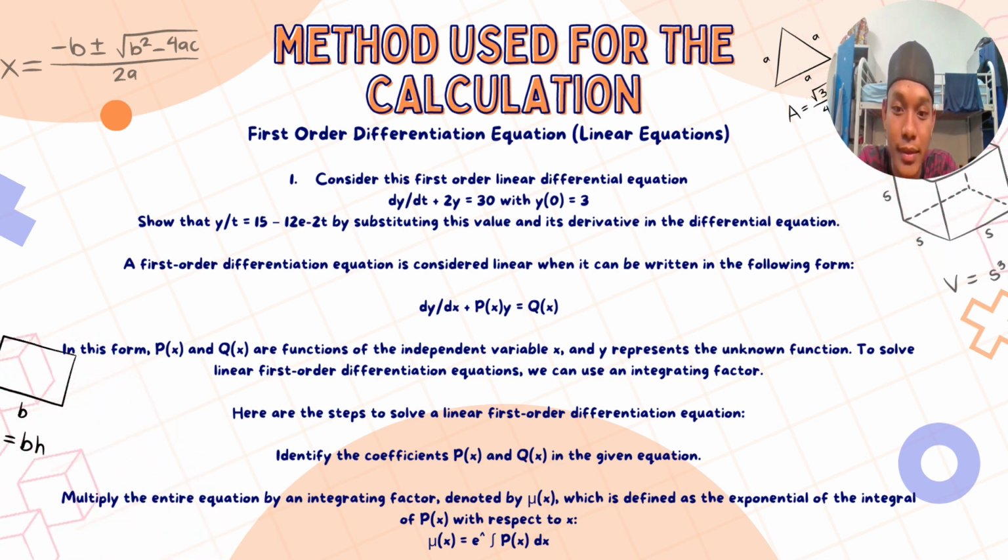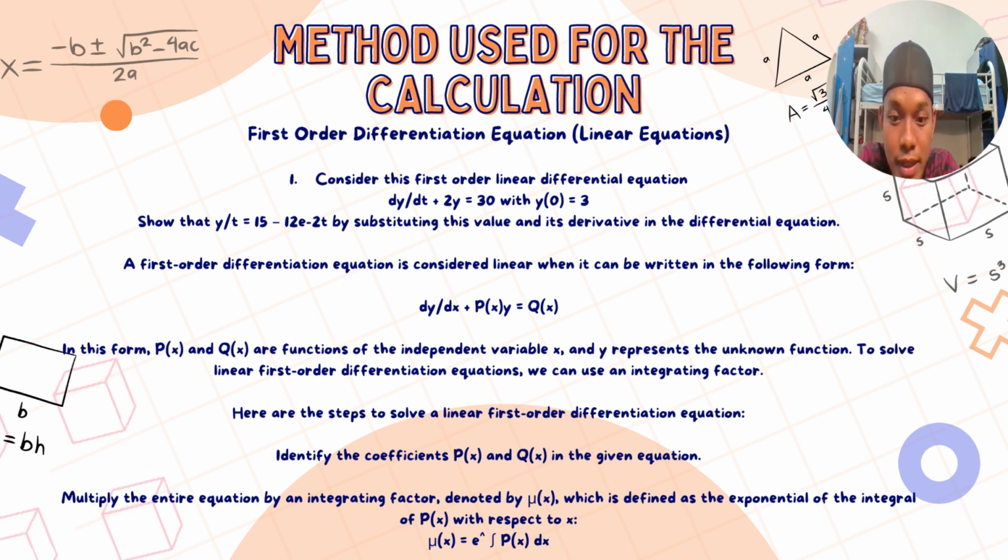the differential equation. First order differential equation is considered linear when it can be written in the following form. dy/dx plus p(x)y equal to q(x). In this form, p(x) and q(x) are functions of the independent variable x and y represents the unknown function. To solve linear first order differential equation, we can use an integrating factor. Here are the steps to solve a linear first order differential equation.